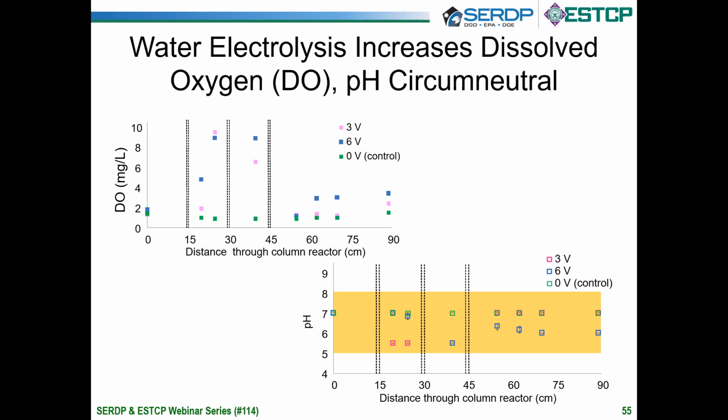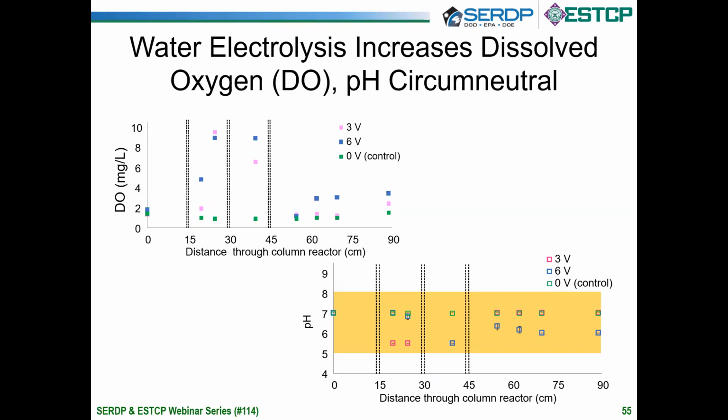And what you can then see in the top left corner is the dissolved oxygen as a function of the distance through the column reactor. And what you see then too is that past the electrodes, oxygen got enriched. So we got DO concentrations at both the applied voltages of 3 volts and 6 volts. And those are cell voltages, I should mention.